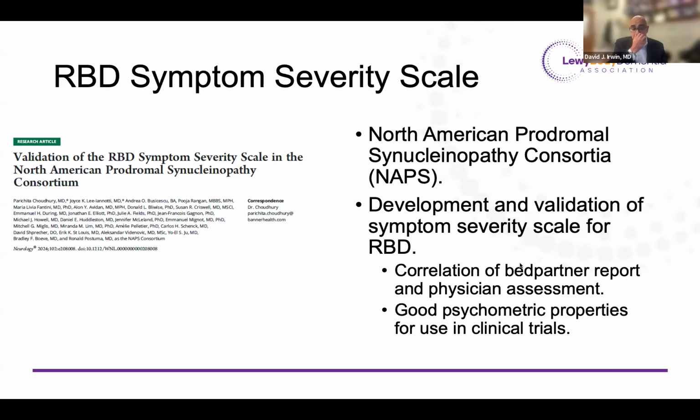Another important development on the clinical side of things from the North American Prodromal Synucleinopathy Consortium, or NAPS, was the development of a scale that captures the severity of symptoms. This is really important for clinical trials that may be targeting symptoms of REM sleep behavior disorder, a manifestation of very early Lewy pathology. Developing a scale is complicated, needs to be validated with a gold standard, such as a clinician's interview, and also have the properties to have granularity for use in a clinical trial.